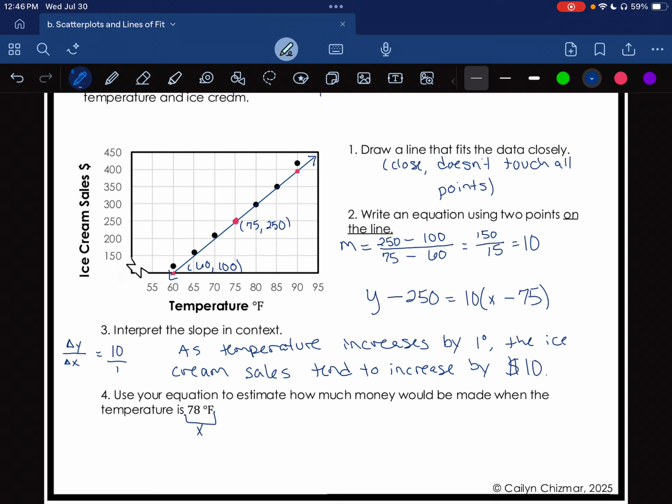So we would say about $280 is what we would predict they would make in ice cream sales when the temperature is 78 degrees. All right, everyone, that's your introduction to scatterplots and lines of fit.